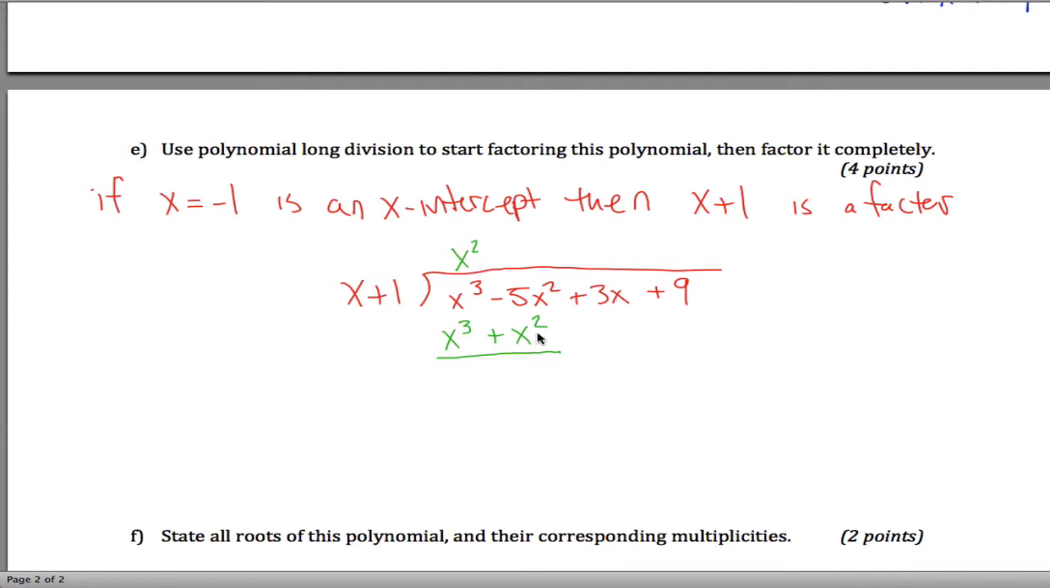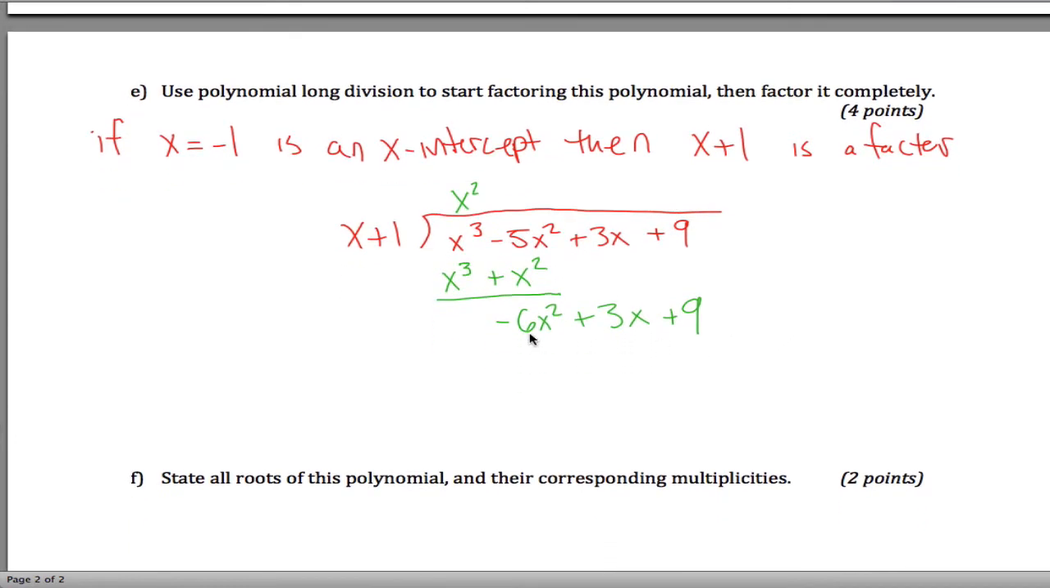So I subtract, these go away, negative 5x squared minus 1x squared is negative 6x squared. It'd be really easy to call this negative 4x squared, that's where people make mistakes on these, but you're subtracting. You always subtract when you draw these lines. Negative 5 minus 1 is negative 6.